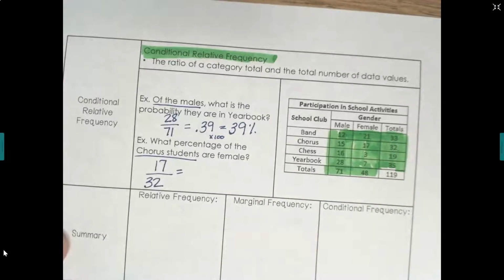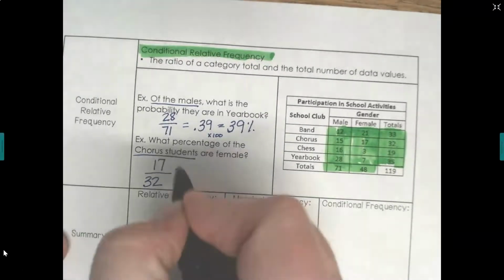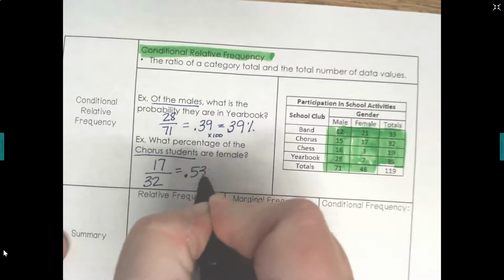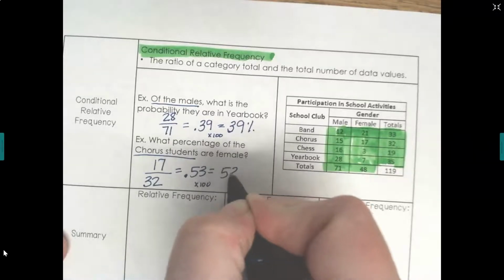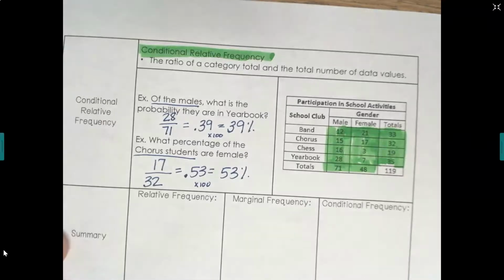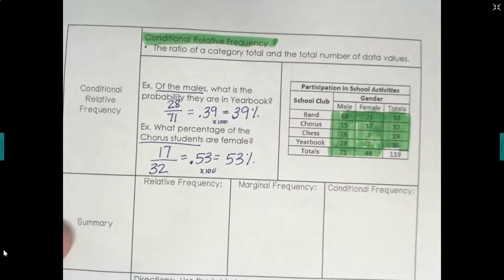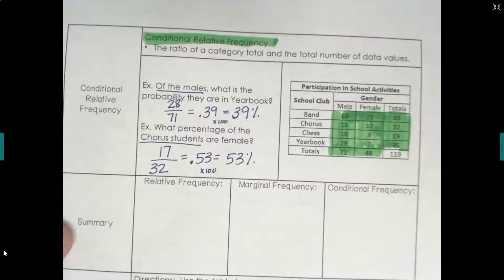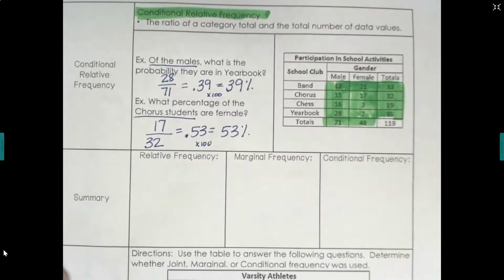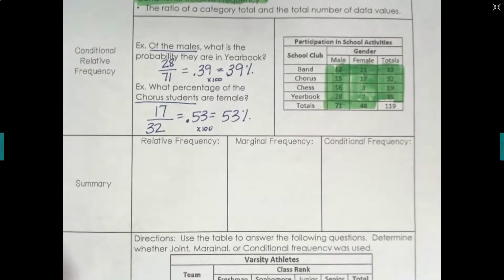So when I do the division, 17 divided by 32, I got 0.53. When you multiply that by 100, you get 53%. So of the chorus students, 53% of them are female. Okay? All right, so a little summary here to help you think about how to do your division.